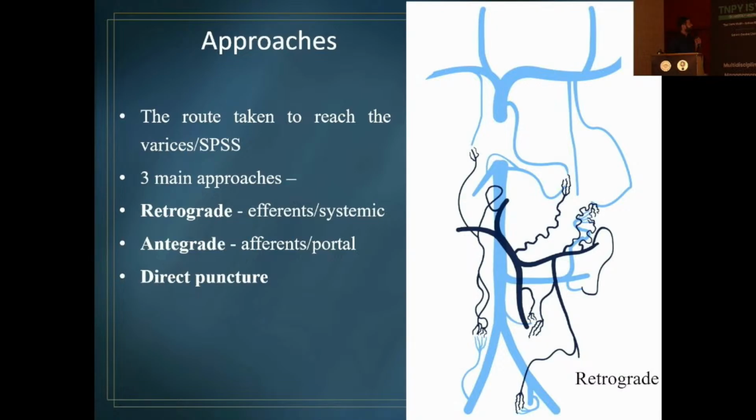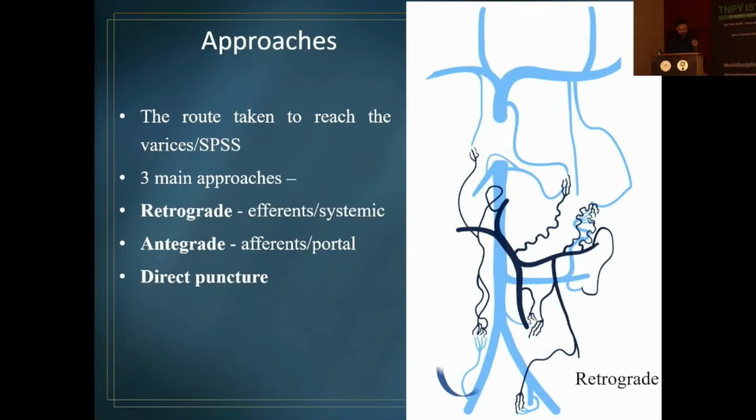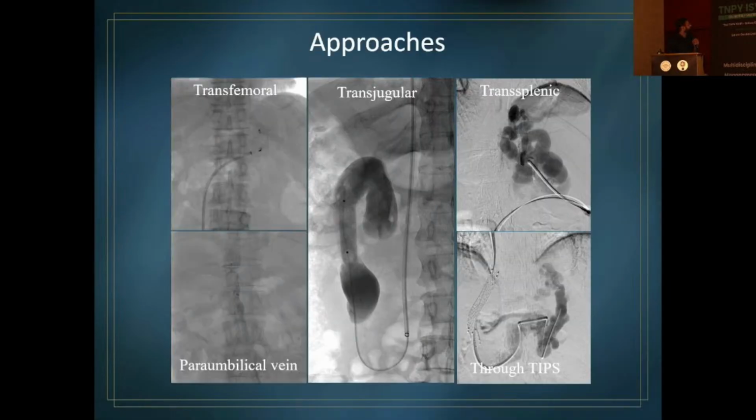To reach any of the varices, which can either cause bleeding or lead to HE, there are multiple approaches. The approaches can be retrograde, which is through the veins, antegrade, which is through the portal circulation, or direct puncture, when we can directly puncture at the site of the varix if it's superficial. Based on the particular case, we can take whichever approach we want. Different examples: transfemoral, like a typical BRTO or a PART-2. When there's a recanalized paraumbilical vein, we can go through the paraumbilical vein, transjugular, transsplenic axis, and TIPS axis, like most of us can do.